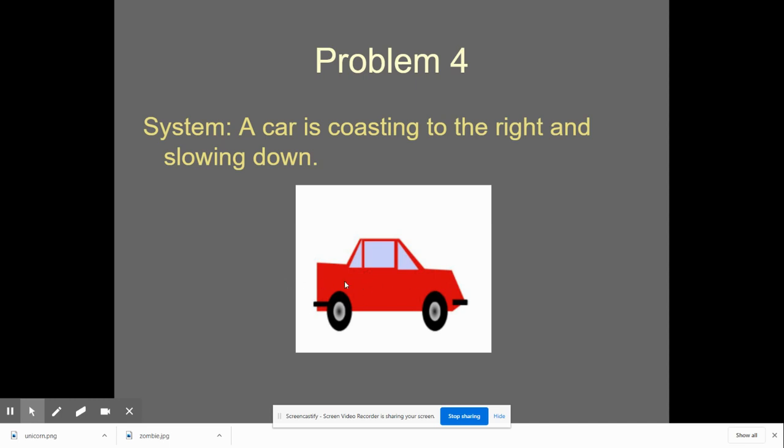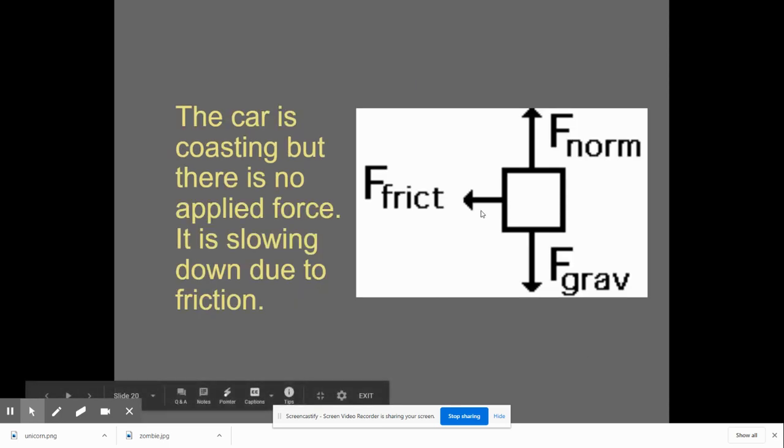My guess this time is that the friction vector, because it's slowing down, is larger. Let's see if I got it right. Oh, I didn't. Look what happened. Oh, there's no applied force because it's coasting. Silly Miss Buck. Silly Miss Buck.